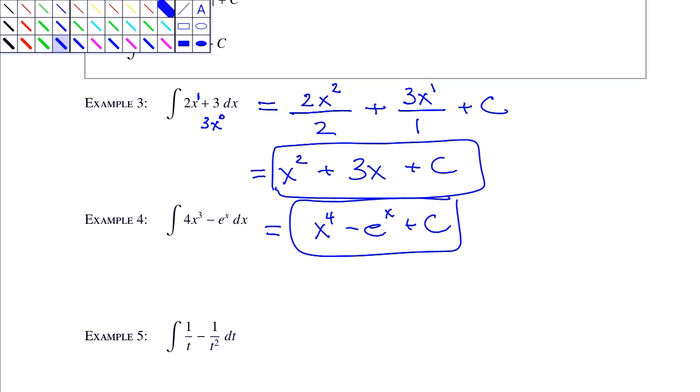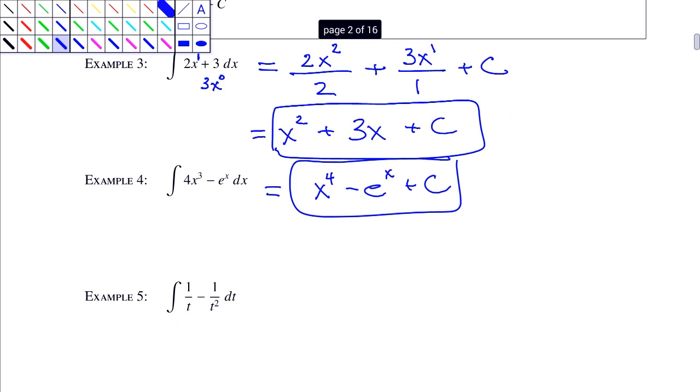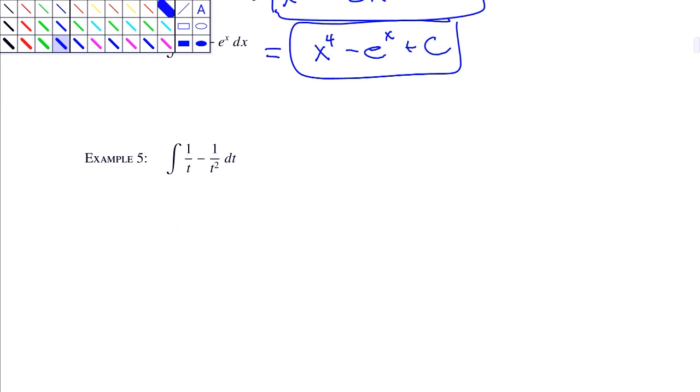Very good. In example 5, we have the integral of 1 over t minus 1 over t squared dt. What is the variable of integration? T. All right. So this one we just work with t's. The answer will be in t's. This one we need to do a little bit of rearranging. We know how to integrate 1 over t. That's one of our special rules. The 1 over t squared, we don't know how to integrate yet.